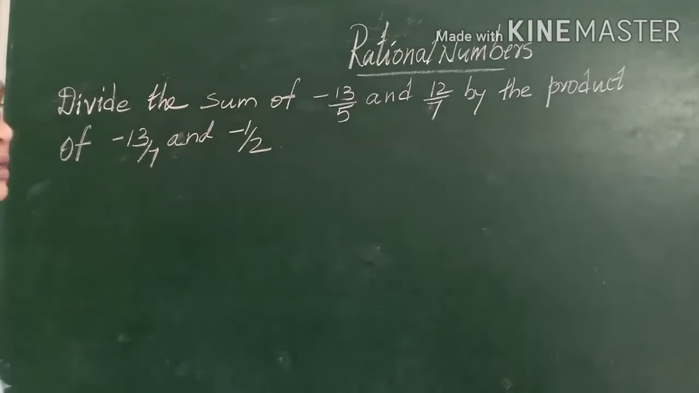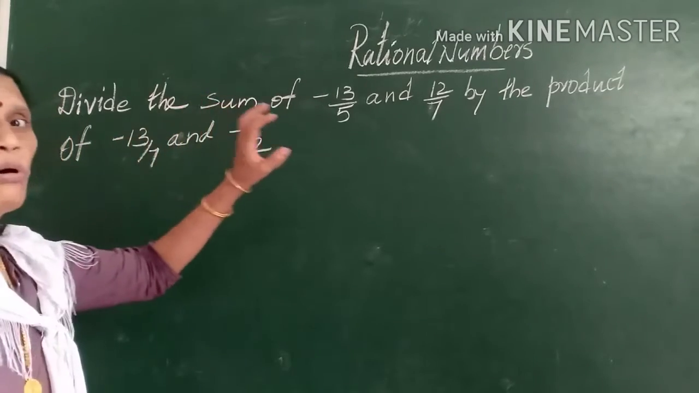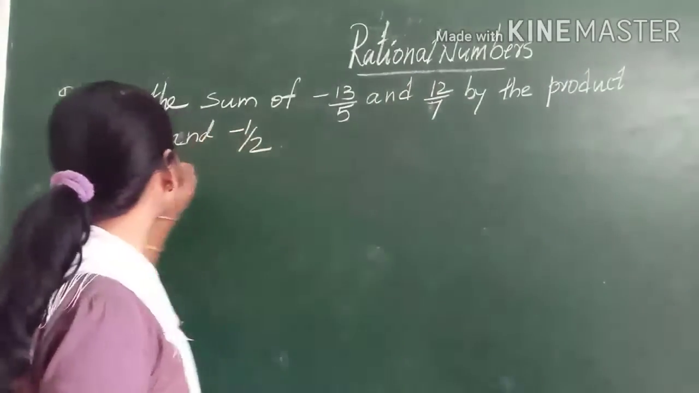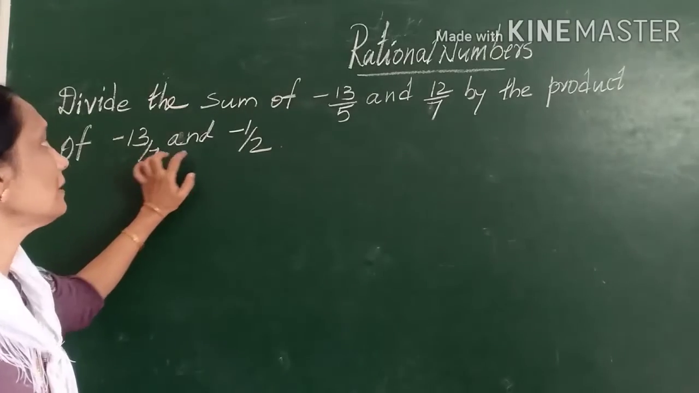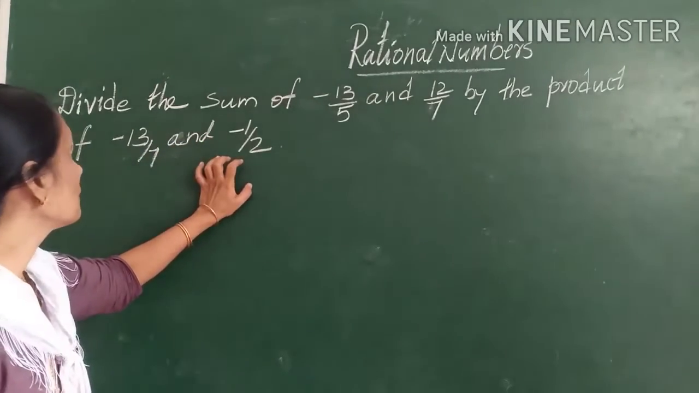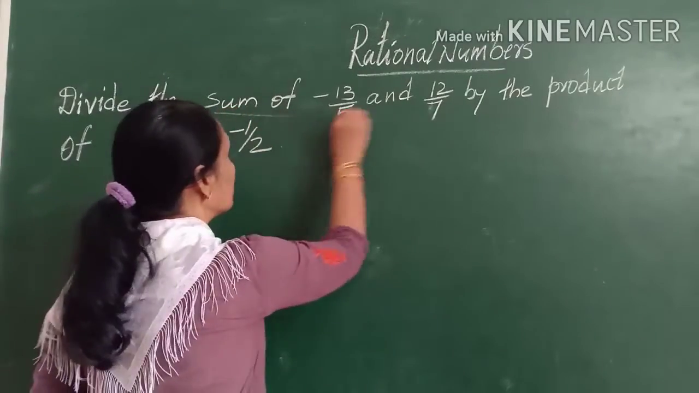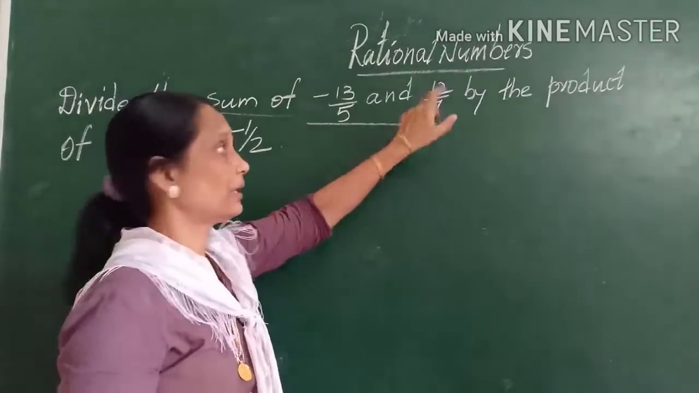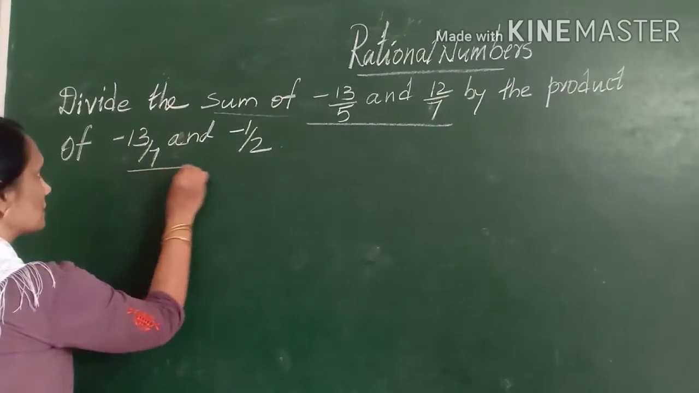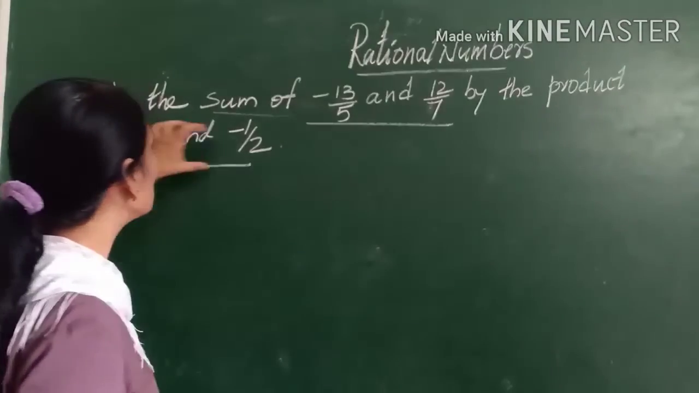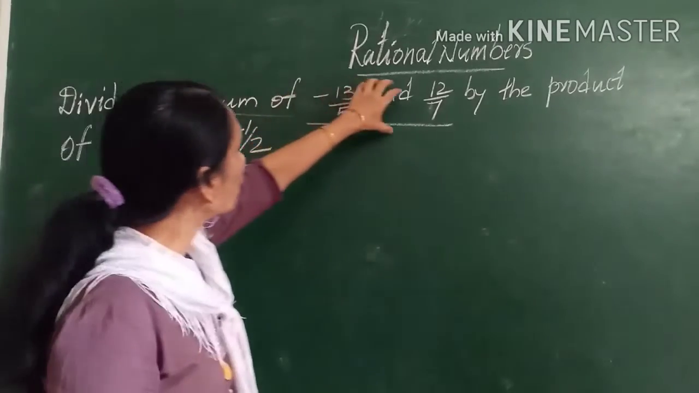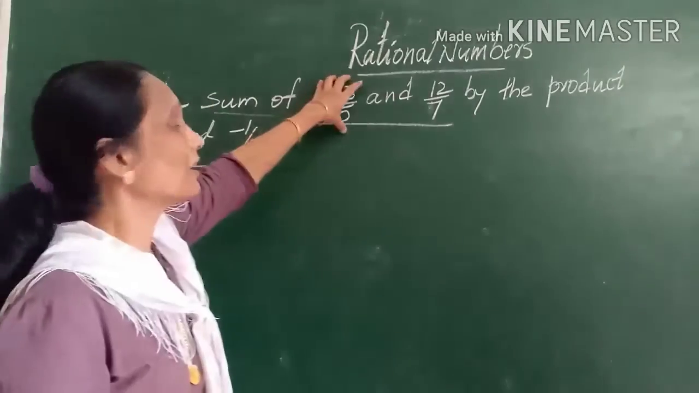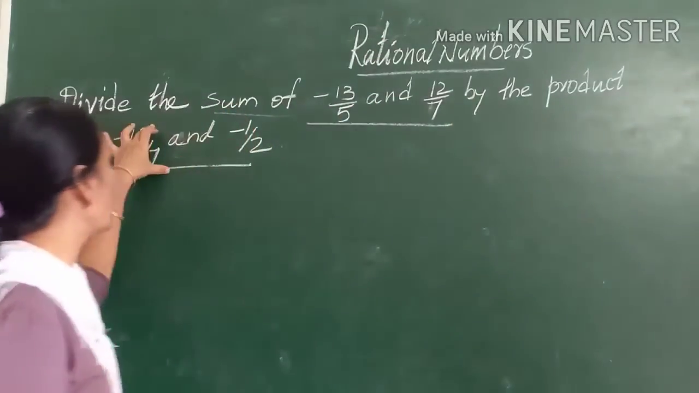Okay, let us go into the next question. Divide the sum of minus 13 by 5 and 12 by 7 by the product of minus 13 by 7 and minus 1 by 2. So first of all, we have to find out the sum of these two numbers. Sum means we have to add these two numbers. Next, product of these two numbers means we have to multiply these two numbers. So first the sum of the numbers, next the product of these numbers. So what sum we get should be divided by this product.